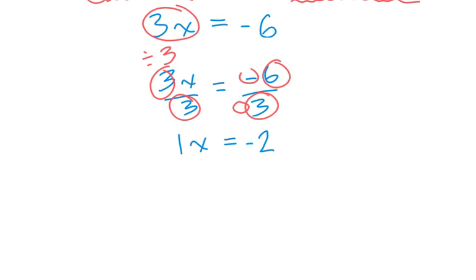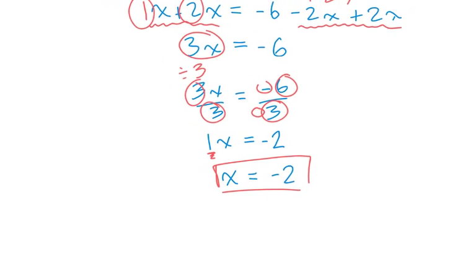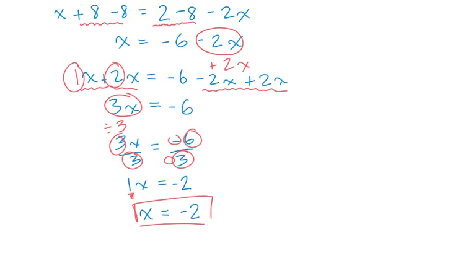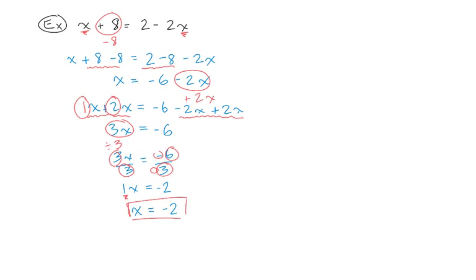Last but not least, whenever you multiply something by positive 1, it stays exactly the same. Therefore, instead of writing 1x, we should just write x all by itself. x is equal to negative 2. That is our final answer. Let's scroll out to show you all the work that was required for this question.